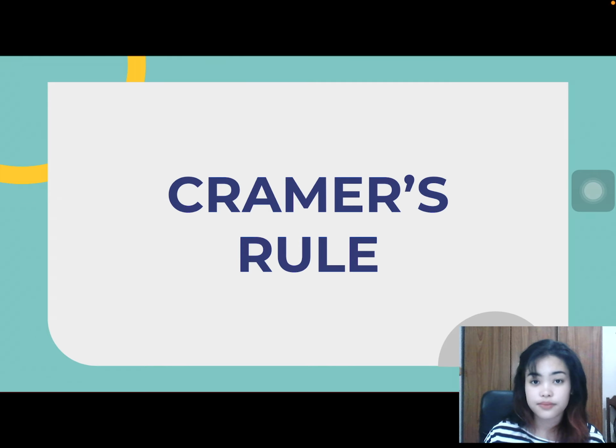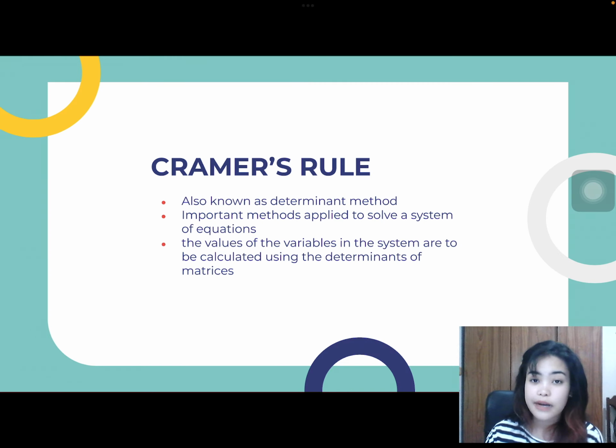Cramer's rule. Cramer's rule is used in matrices, also known as the determinant method. It is an important method applied to solve a system of equations, wherein the values of the variables in the system are to be calculated using the determinant of the system.